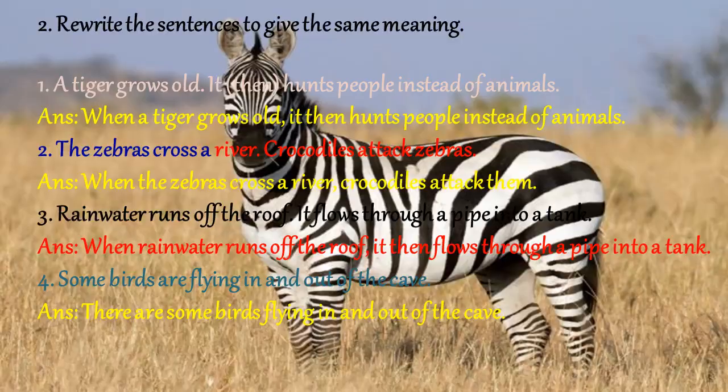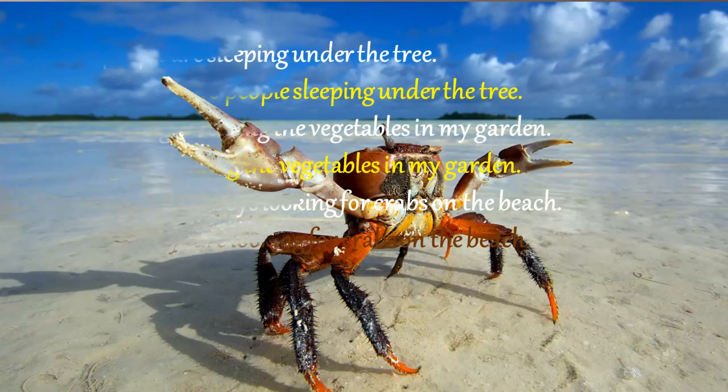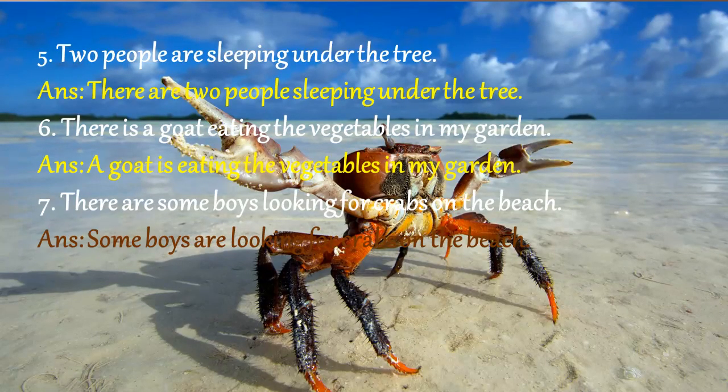Point number 5 is 2 people are sleeping under the tree. How many people are there? The correct answer is there are 2 people sleeping under the tree. Point number 6 is there's a goat eating the vegetables in my garden. Answer is a goat. A goat is eating the vegetables in my garden.